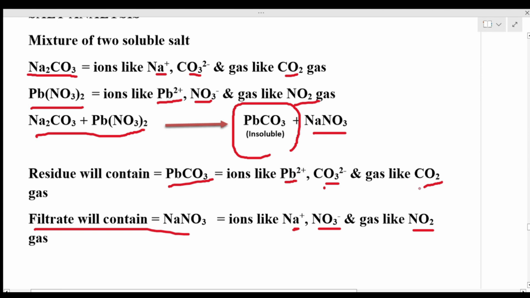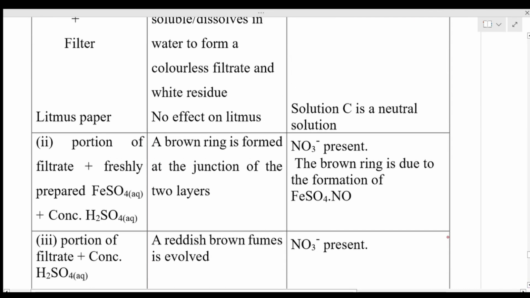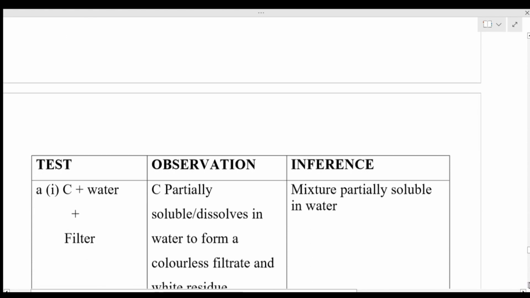So let's quickly go to the salt analysis. See, the prediction is what and what can come out. So let's just see what and what can come out. But believe me, it will definitely come out. So let's start with this. Look at how we represent this in chemistry.